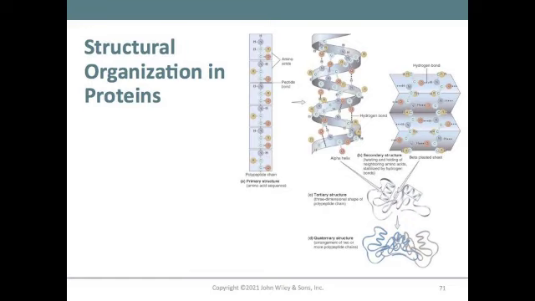In those proteins that contain more than one polypeptide chain, the arrangement of the individual polypeptide chains relative to one another is the quaternary structure. The bonds that hold polypeptide chains together are similar to those that maintain the tertiary structure.